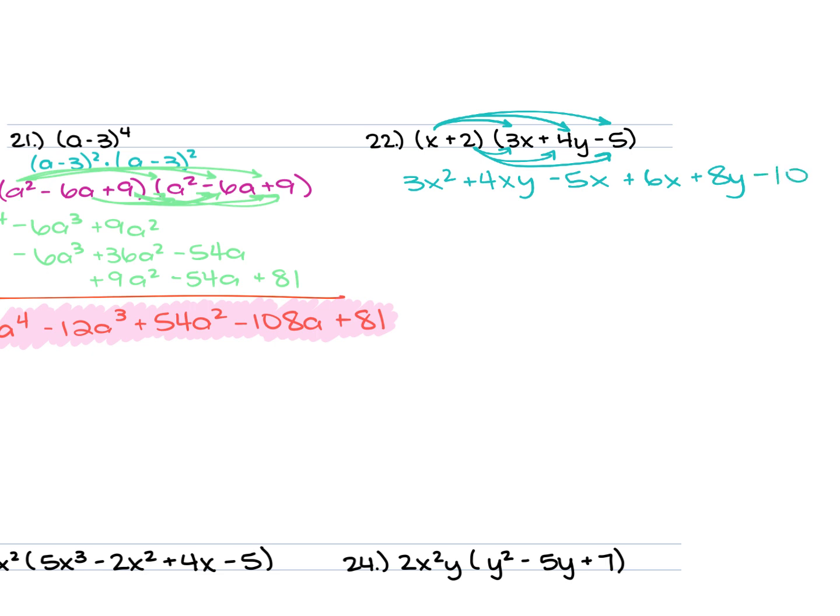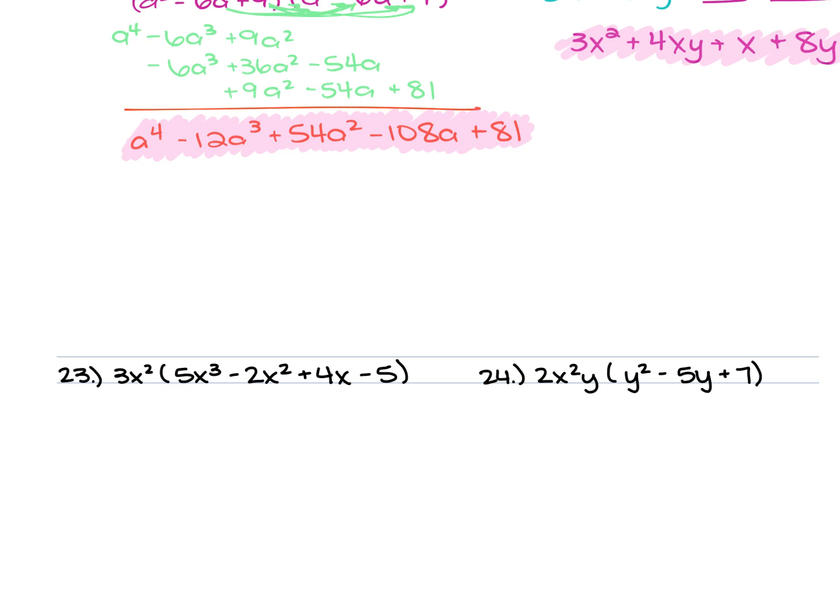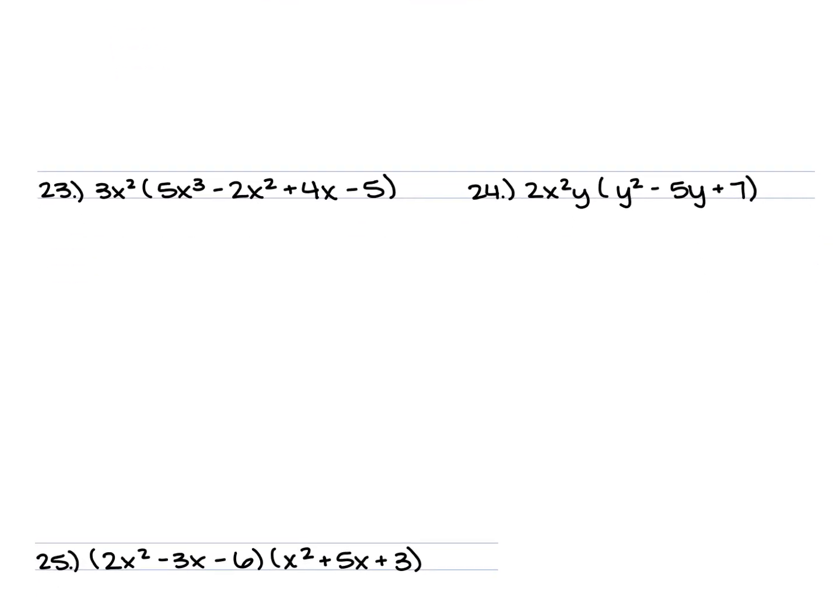If you look throughout all of your terms here, you do not have a common factor other than your x's. So combine the negative 5x and the 6x, and this gives you 3x squared plus 4xy plus x plus 8y minus 10. For 23, you have 3x squared times (5x cubed minus 2x squared plus 4x minus 5).